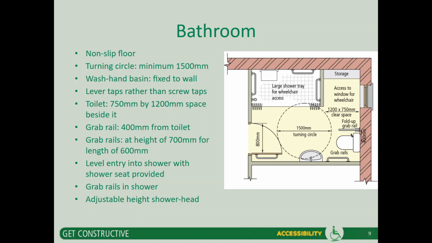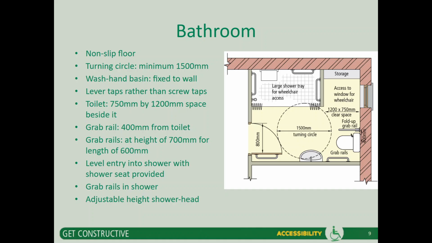Your bathroom then is also a place that needs careful care and attention. You need level floors, you need turning circles. A wash hand basin is also a necessity that needs to be fixed to the wall. It should not be on a pedestal. That means the tap for your bathroom sink needs to be attached to the wall. Lever taps rather than screw taps, making sure that there are levers instead of screws. Your toilet should also have 750 by 150 millimeters of space beside it.